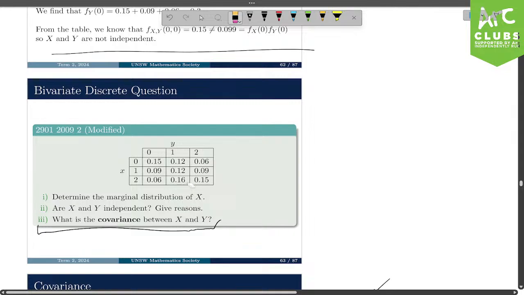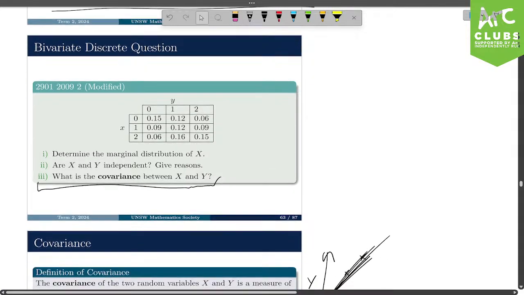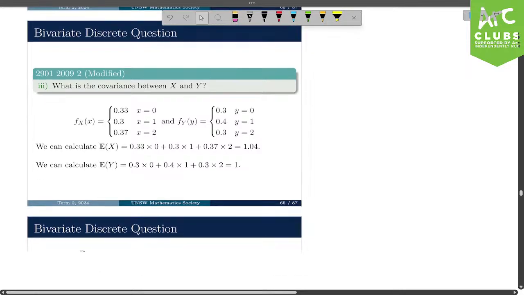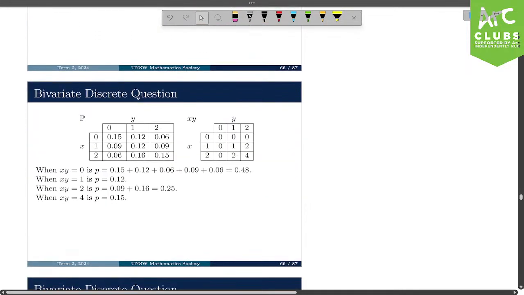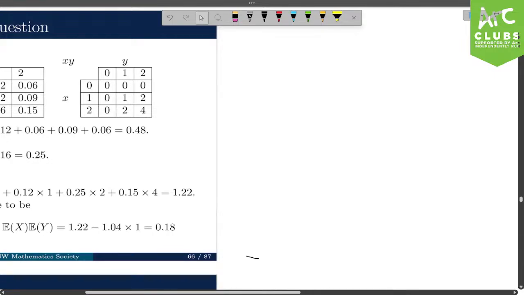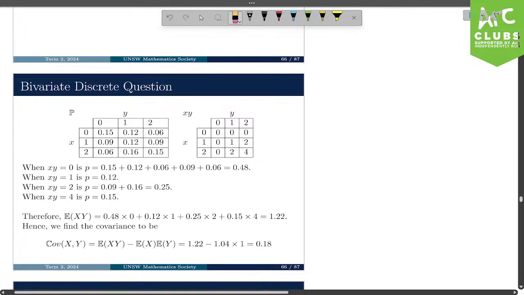Okay? So it becomes 0.12 plus 2 times 0.25 plus 4 times 0.15. And if we stay long enough to do the maths, we end up with 0.18. I think. Yeah. Cool. Let's not be too hasty.